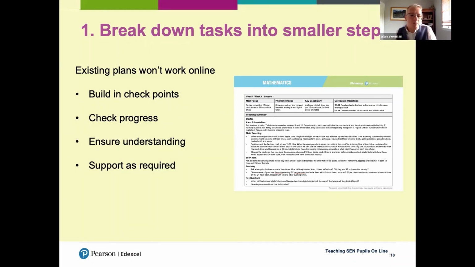Okay, maybe we give them a scribe. Maybe they just tell us the answer. So I think we have to look at what we are assessing, as opposed to how they are recording their answers, and put something in place for that to really help them.